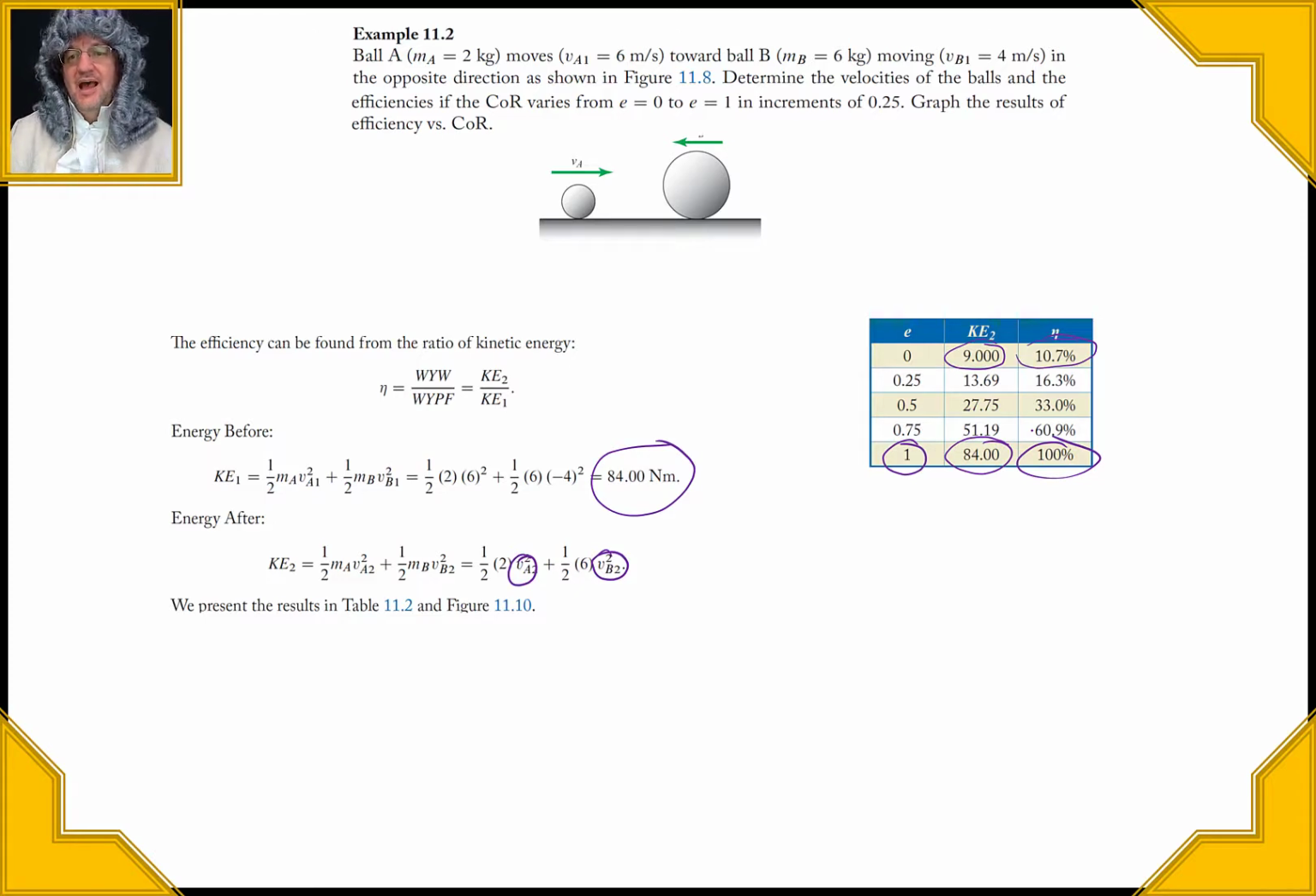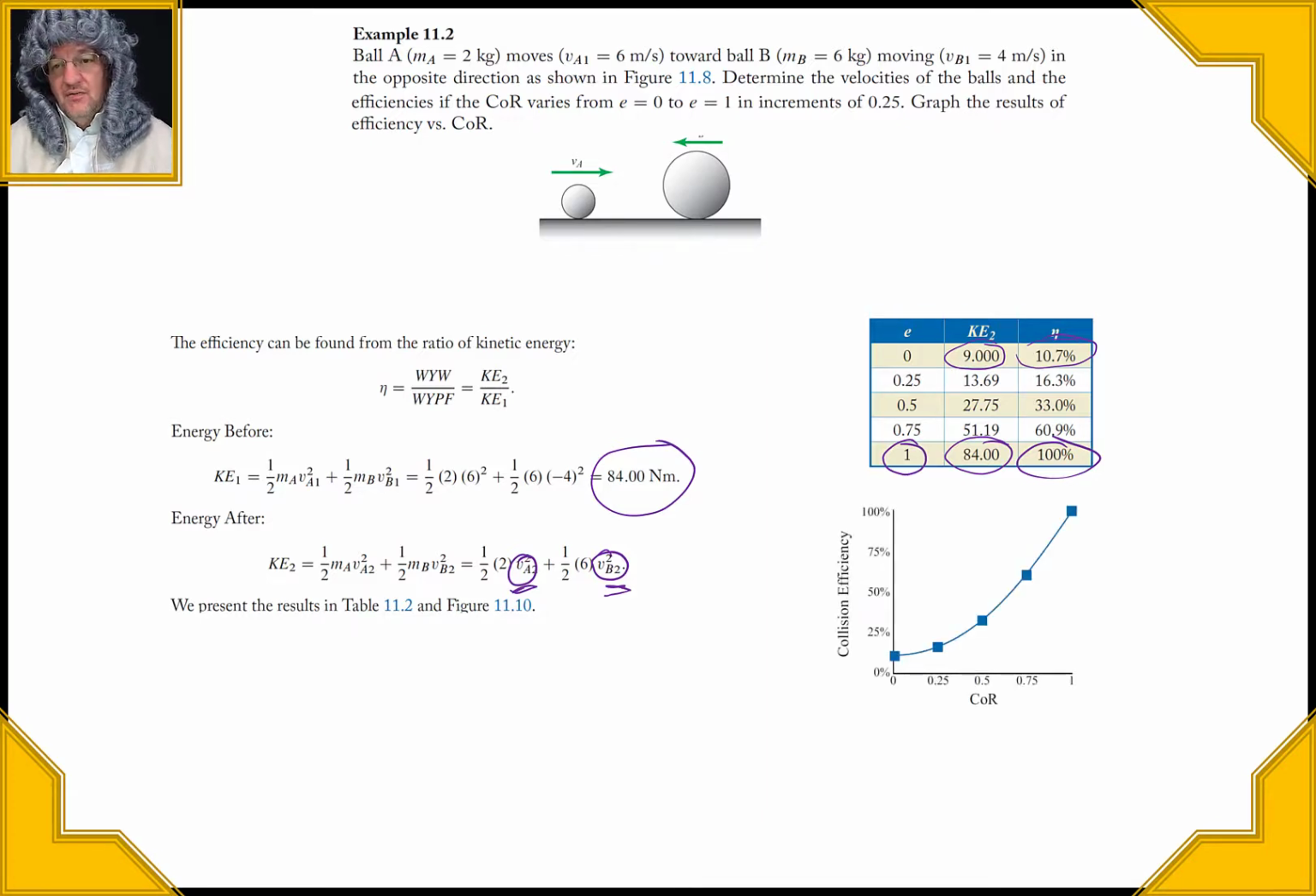That's interesting. Something also of note is that the velocities are squared here, so it didn't matter whether they were negative or positive, reinforcing the idea that impulse and momentum is a vector, whereas work energy is a scalar. I want you to remember that. And here is a plot of those efficiencies.